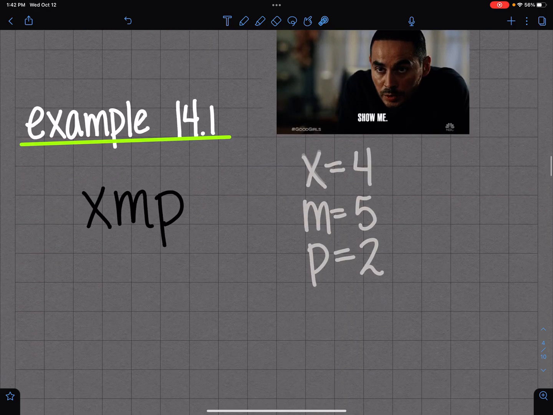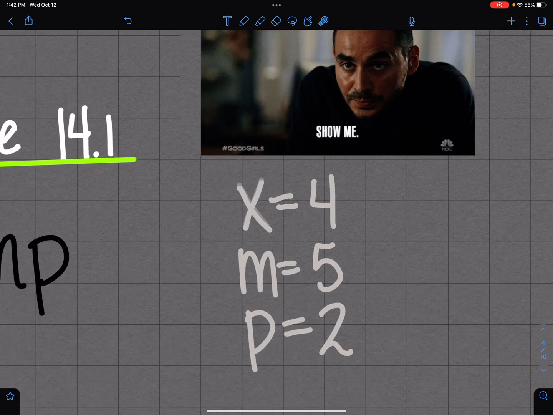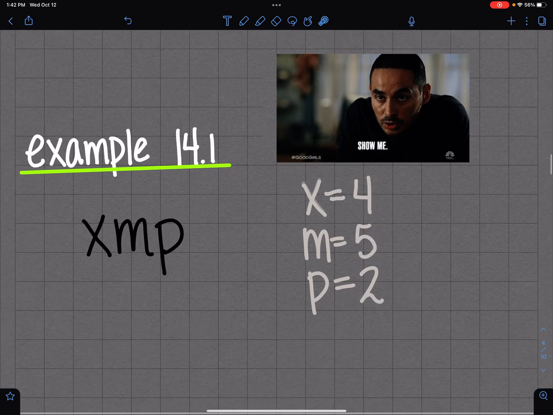We're going to go over lots of examples. I know, you're like, show me. Because this is what it's going to be like in your problems. So basically what we're going to do today is lots and lots of examples. Let's start with example 14.1. Let's find the value of this expression. They tell us what the value of each variable is.